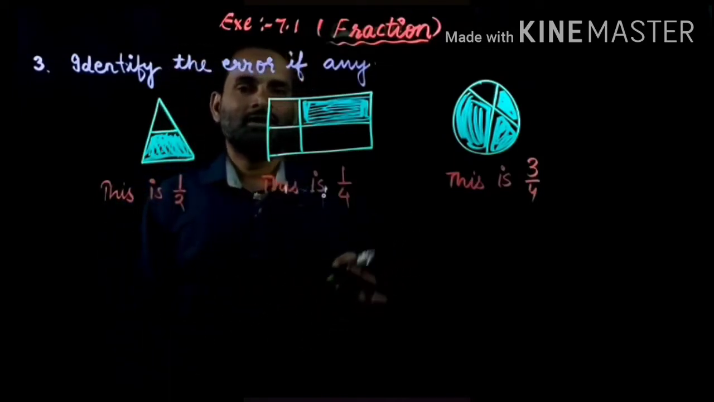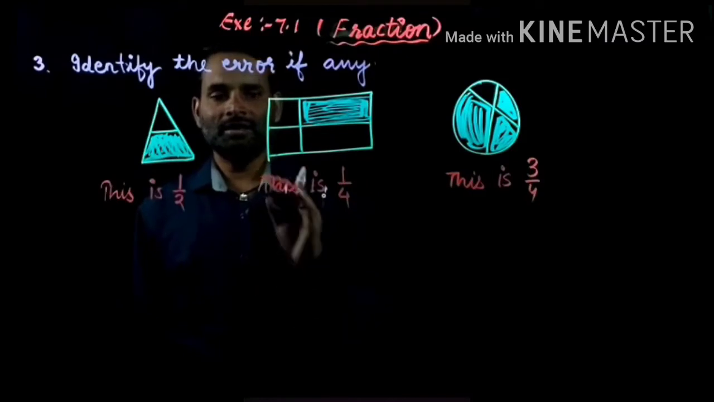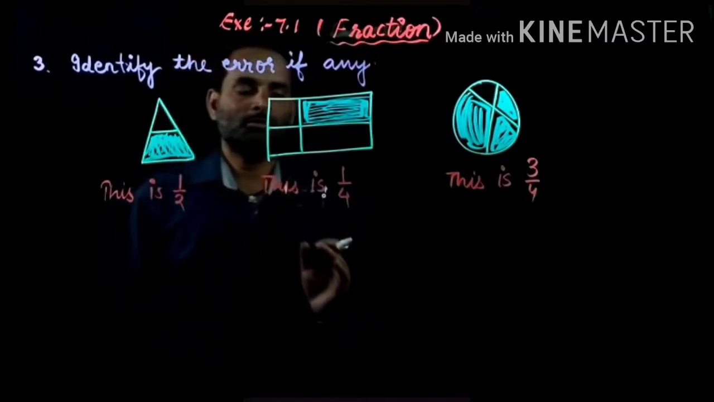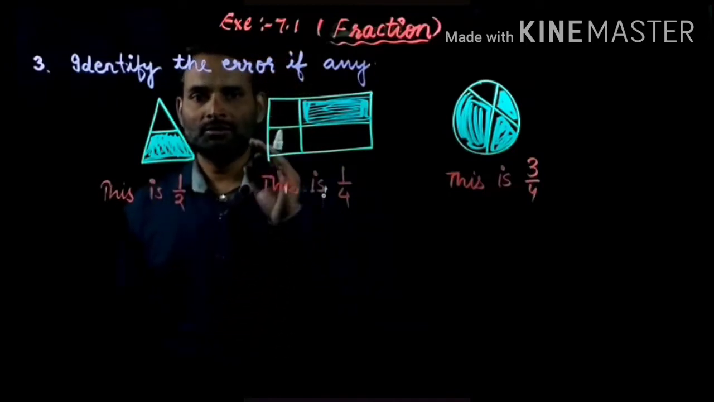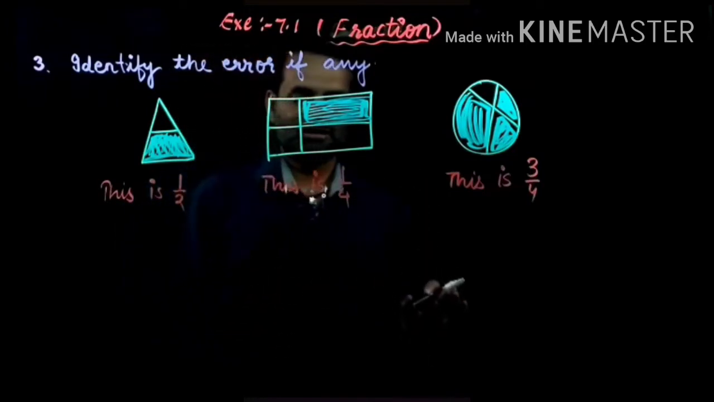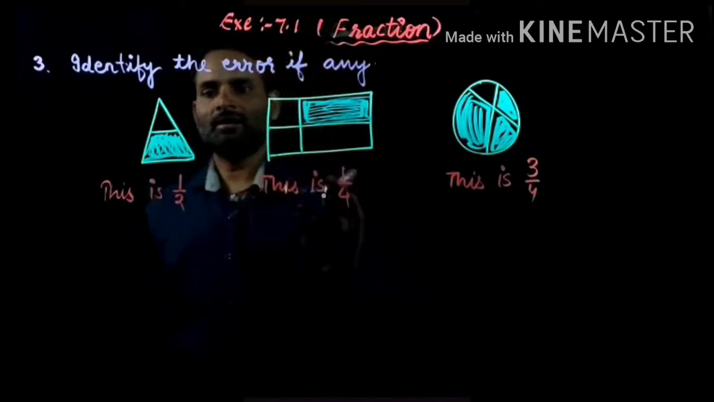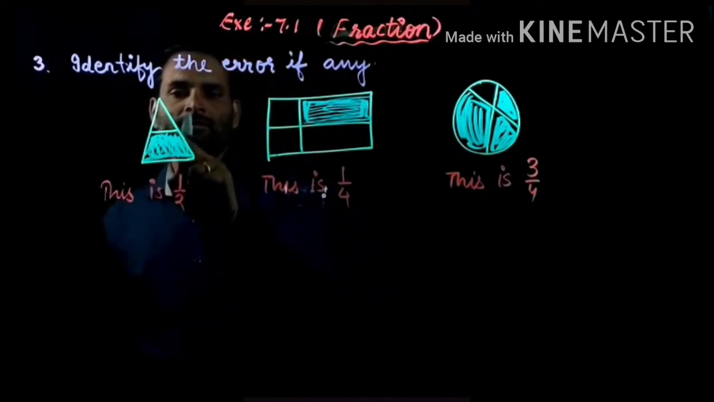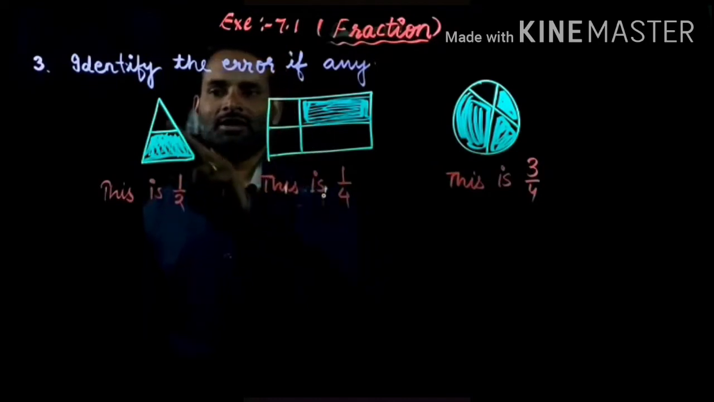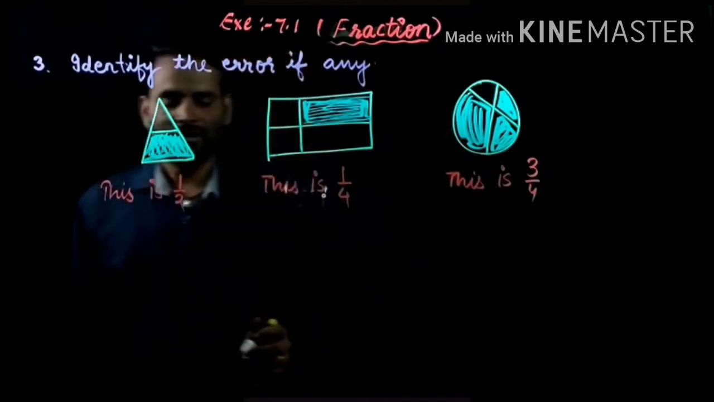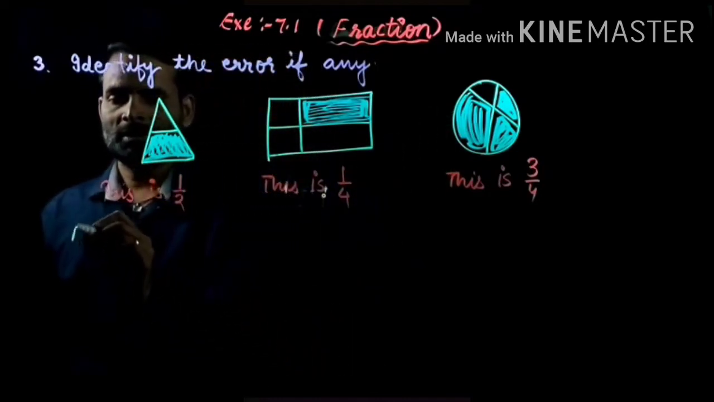First you check whether the diagram is divided into equal parts or not. Suppose a diagram is not divided into equal parts, then you cannot write the fraction. Okay, so these 3 diagrams are not divided equally. Here each part is not equal. Okay, it means you write this as the answer.